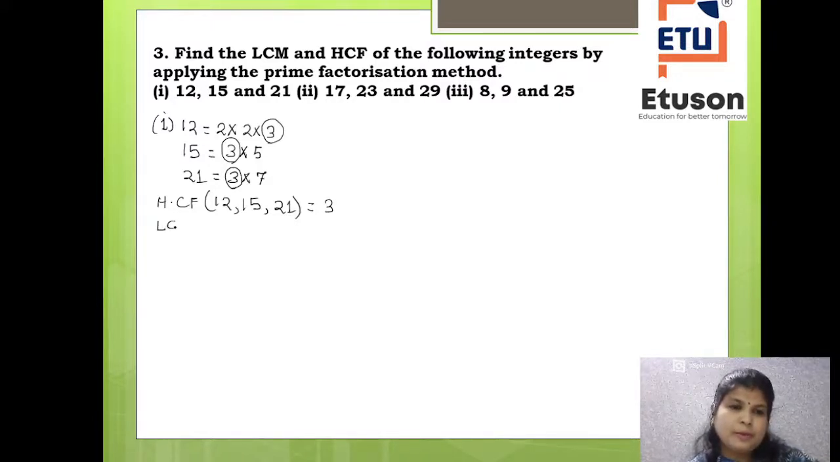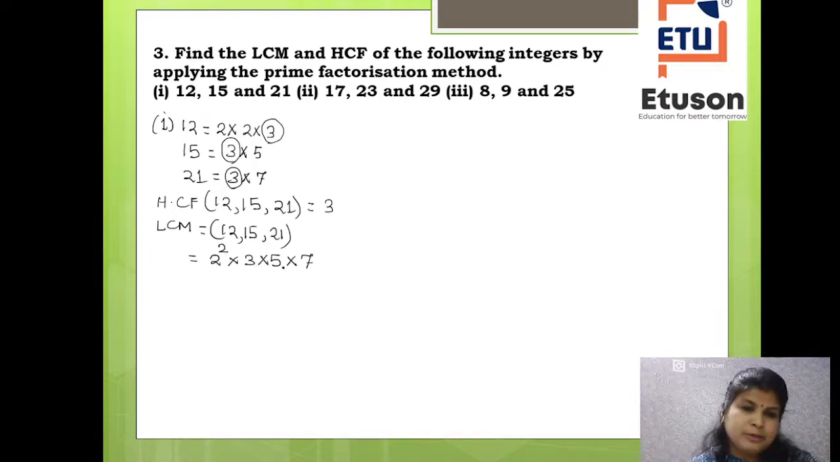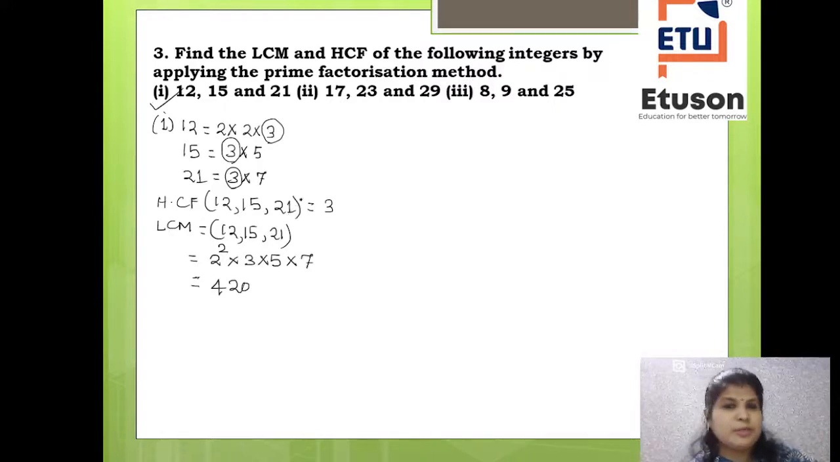So what about the LCM, the lowest common multiple of 12, 15 and 21? You have to take the highest power of each factor. The highest power of 2 is 2 squared. The highest power of 3 is 1, so we write 3. The highest power of 5 is 5, and then we write 7. Now multiply them. 2 squared is 4, 4 into 3 is 12, 12 into 5 is 60, 60 into 7 is equal to 420. Correct or not? So your HCF value is 3 and LCM value is 420. Correct. So bit 1 of question number 3 is done.